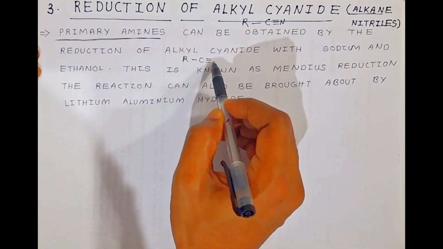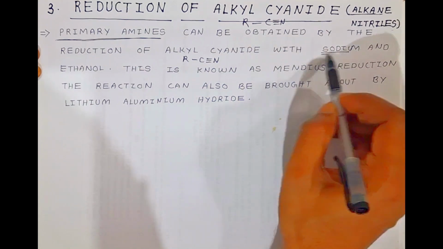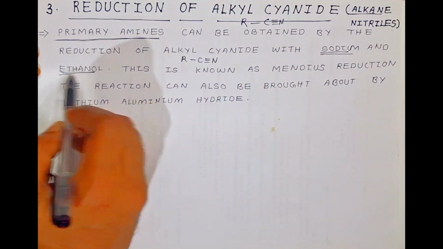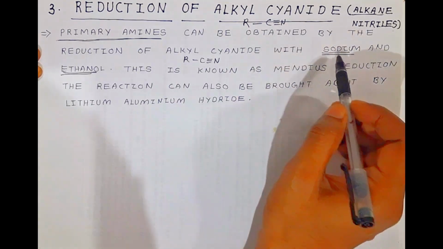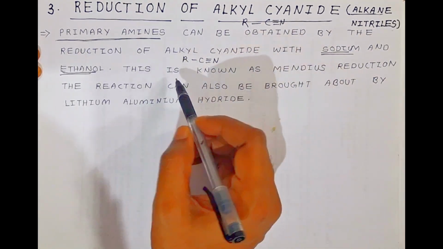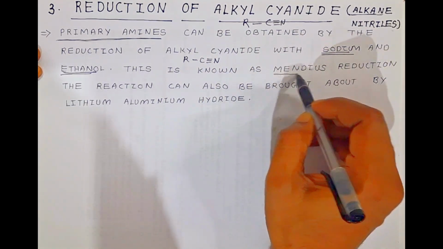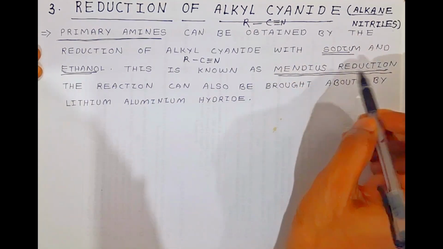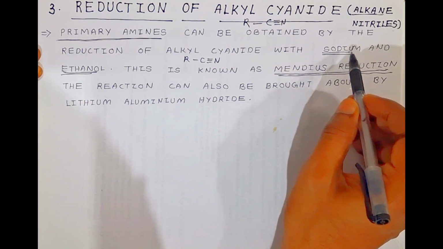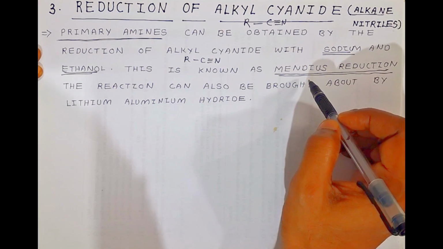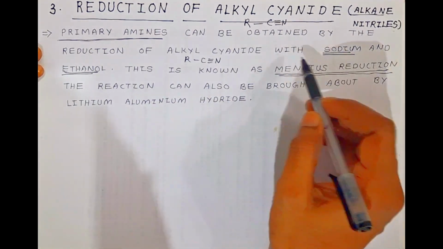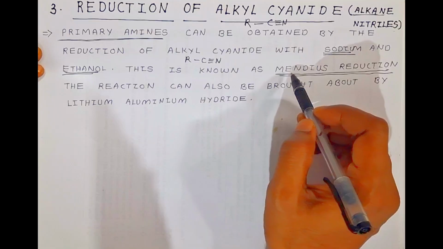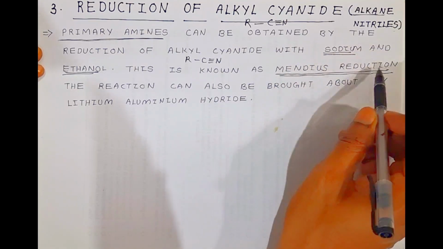We are going to reduce the alkyl cyanide with sodium and ethanol. When you add metal sodium in ethanol, it gives you nascent hydrogen, and this nascent hydrogen will reduce the alkyl cyanide. This is called Mendius reduction. Understand, students, when you are using alcohol and sodium metal, then the reduction of alkyl cyanide is called Mendius reduction. This was done by the scientist Mendius. That is why this reaction is called Mendius reduction.